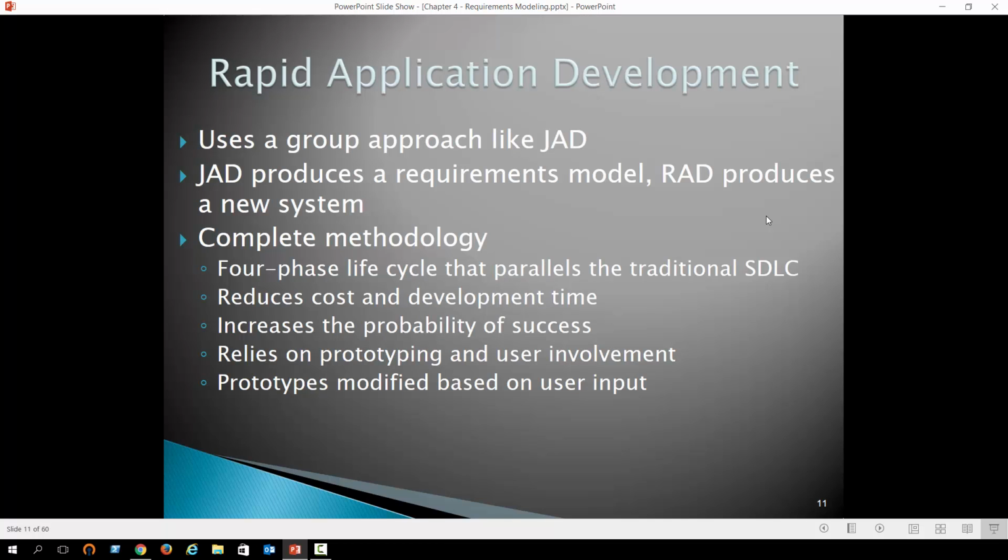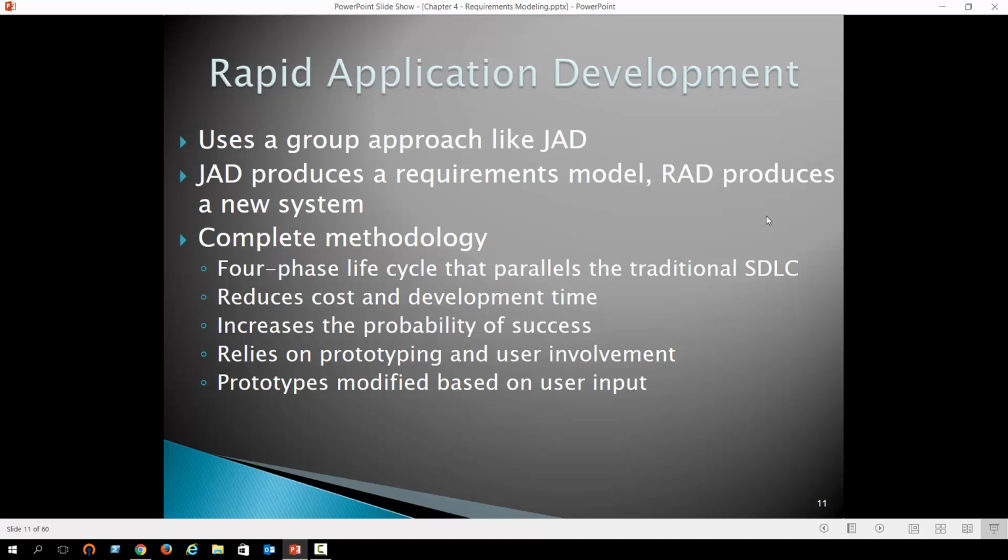So rapid application development uses a group approach like JAD. Like JAD produces a requirements model, RAD produces a new system. Yep. It is a complete methodology, so 4 phases of the life cycle that parallel the traditional software development life cycle. Reduce cost and development time, that's what we hope is going to happen. However, be careful when we start reducing cost and reducing development time, we may be messing with the quality of the project or the product that's produced.